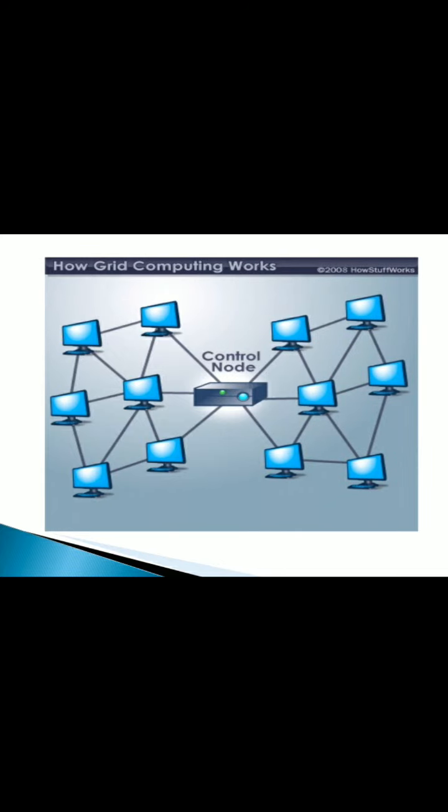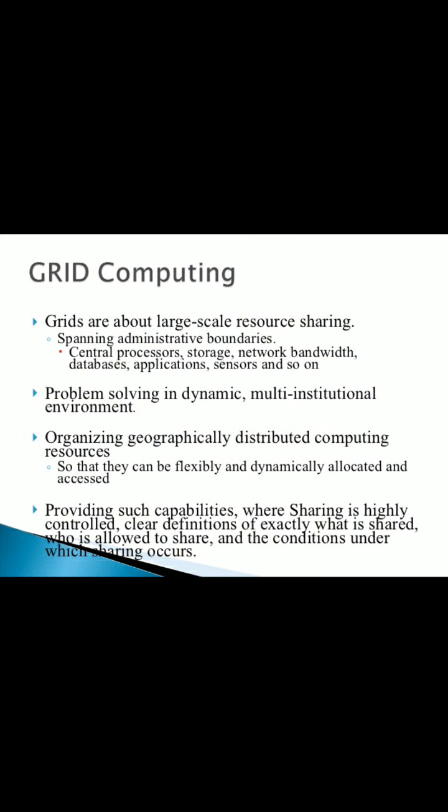How grid computing works: it looks like this type of infrastructure. There is a control node, like a hub, you can say, and other computers which are interlinked with each other, and they can communicate with each other. So grid computing is about large scale resource sharing spanning administrative boundaries: central processors, storage, network bandwidth, databases, applications, sensors, and so on. They can share everything.